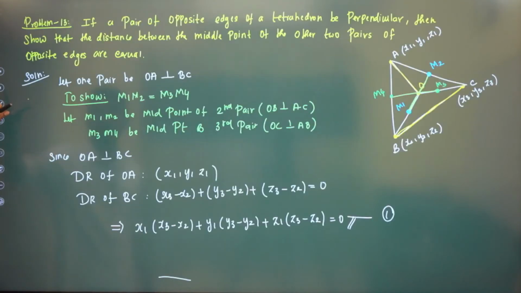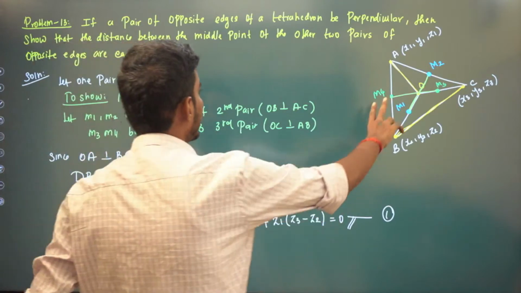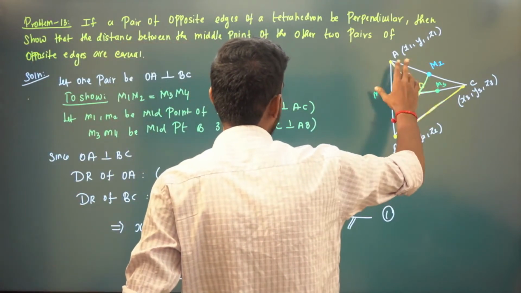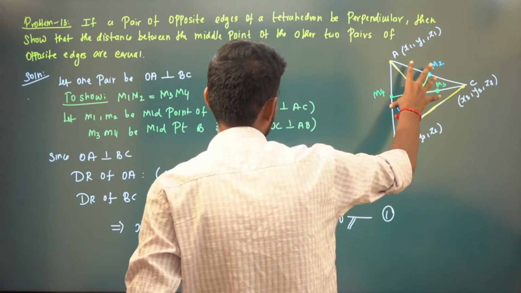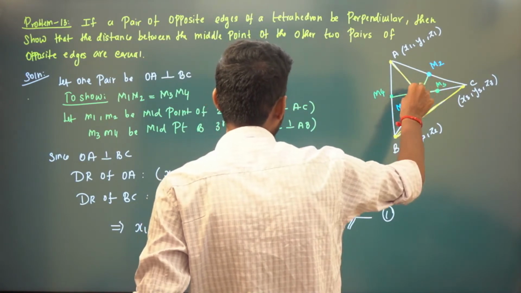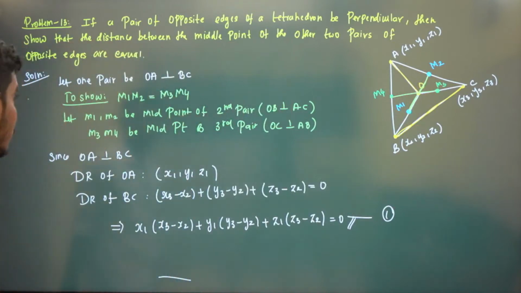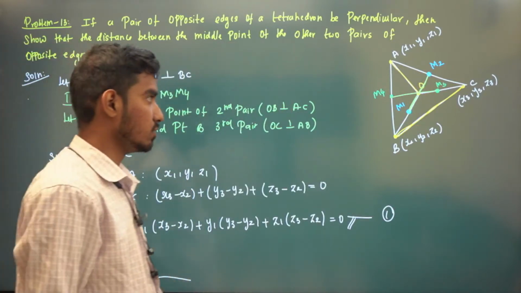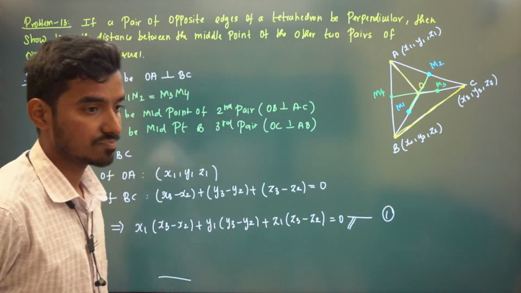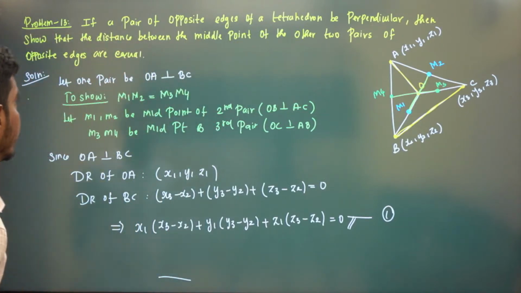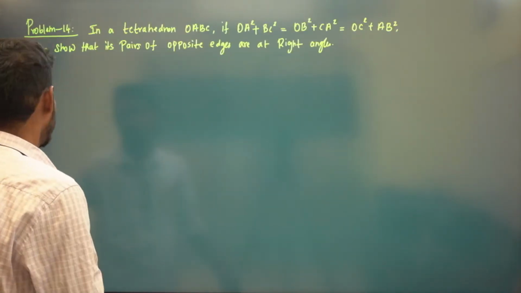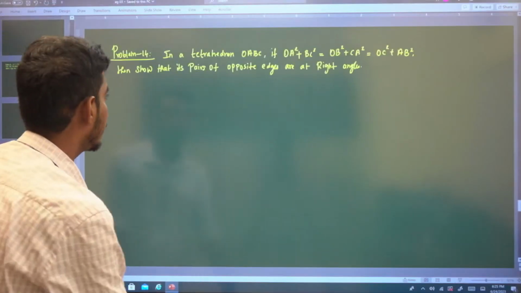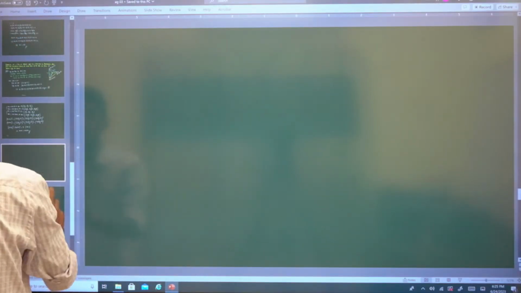So therefore what it says is, if one pair of opposite edges of a tetrahedron are perpendicular, and you find the midpoints of the other two pairs, the distance from M1 to M2 is the same as the distance from M3 to M4. Is it clear? Still two more problems left. So we move on to the 14th problem. Again, these are very easy problems, right? Again, I'm not going to do this, just going to give only a hint.